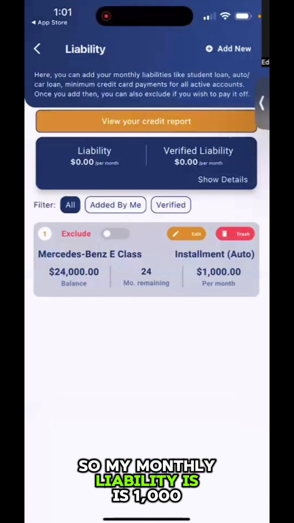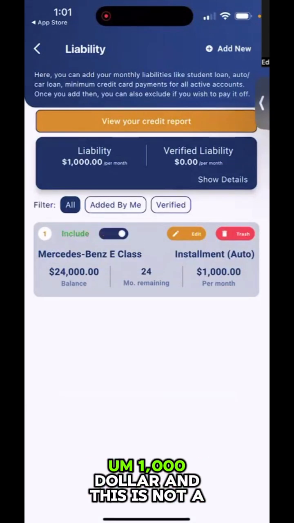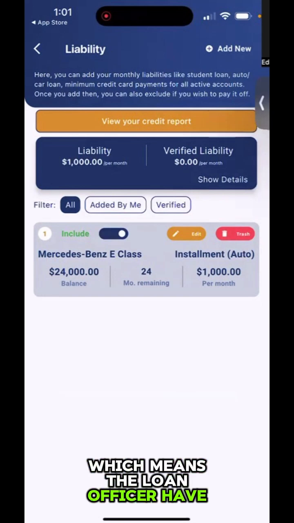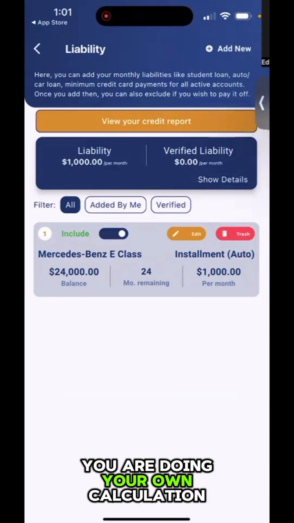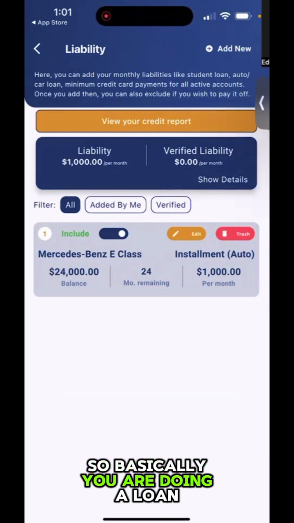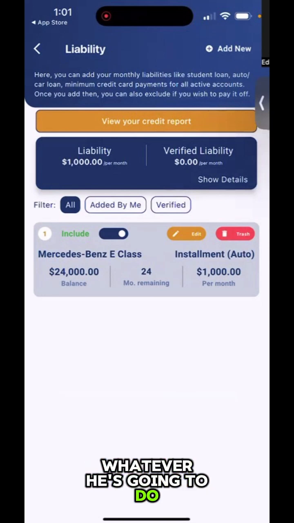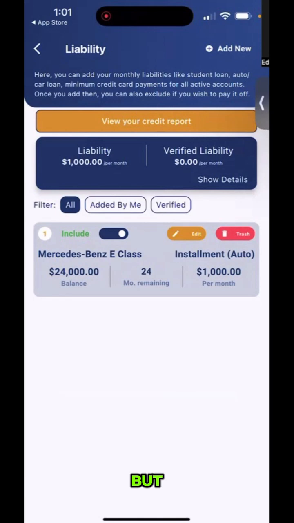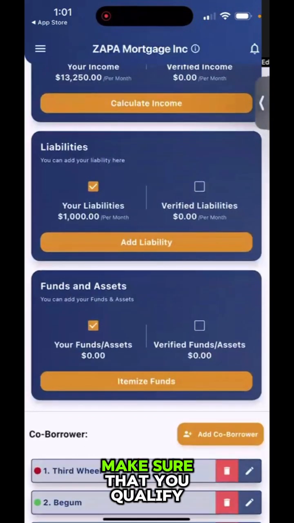So my monthly liability is $1,000. I just need to click the include button here. $1,000. And this is not a verified liability, which means the loan officer has not looked at it. You are doing your own calculation. So basically, you are doing a loan officer's job. Whatever he's going to do, you are doing it all by yourself. But loan officers still have to make sure that you qualify.